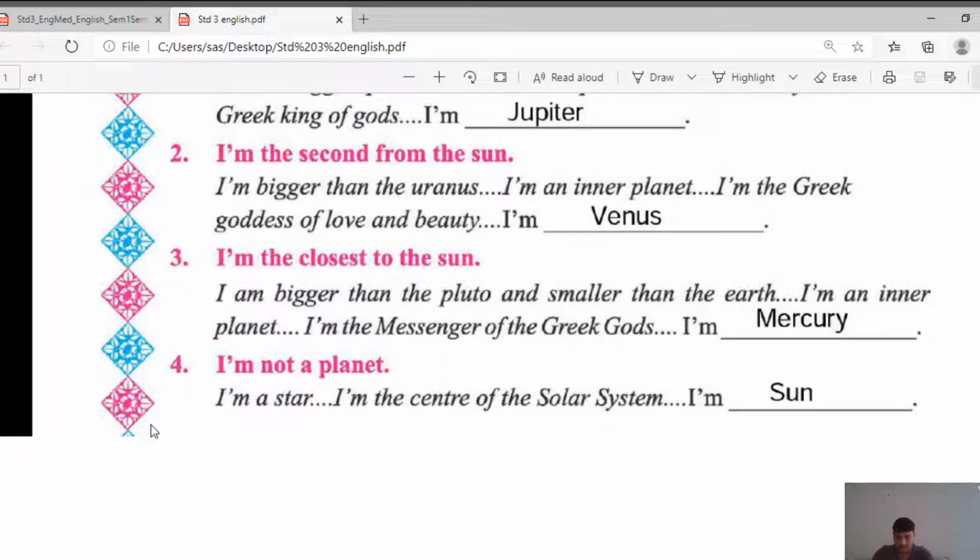I am not a planet. I am a star. I am the center of the solar system. I am dash. As we know, students, all planets are around the sun, and consisting all of the planets, we are having this whole solar system. So as we can see, I am the center of solar system. So obviously it will be sun only.